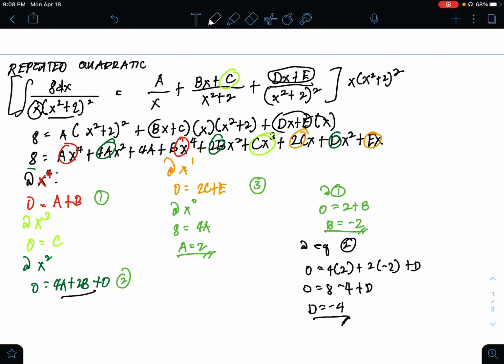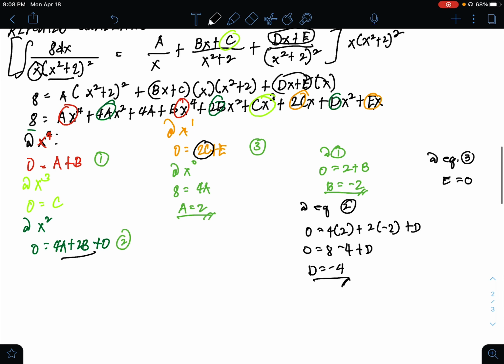So we have a, b, and d. How about our c? It is 0. Okay, e is the only one we are missing. So e we get from equation 3. At equation 3, what is the value? 2c is 0, so 0, e is also 0. Okay? So which makes our life simpler.